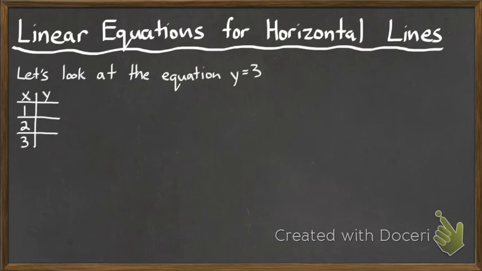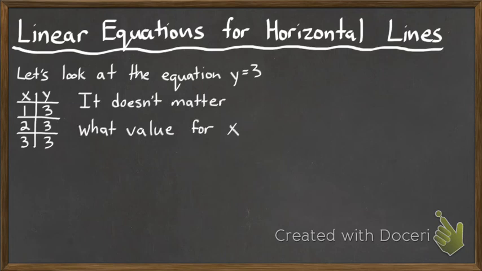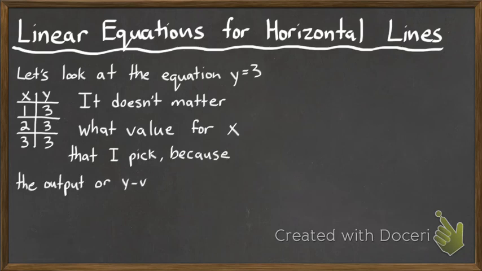Now, say if I plug in x equals 1, what happens? Okay, we got y equals 3. And I see no x's, so then y is just 3. What about when x is 2? Okay, so still no x's, so y is still 3. And same thing for when x is 3, y is still 3. So, doesn't matter what value for x that I pick, because the output, or my y value, is always going to be 3. Okay, so that's pretty easy.